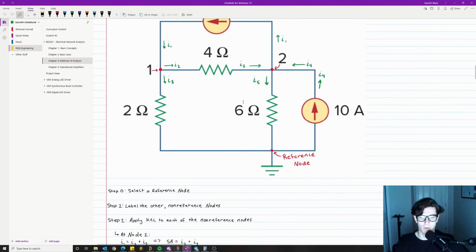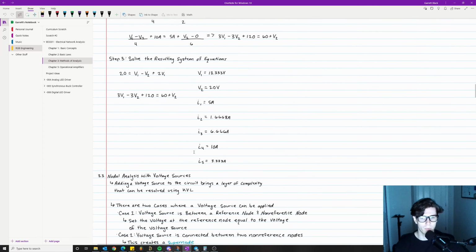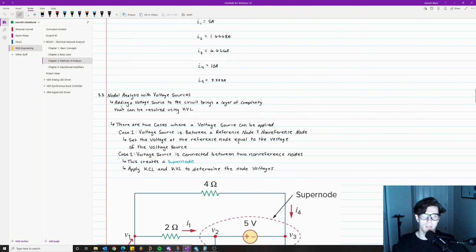I think we're doing great. We just did the node voltage method with current sources, but what happens if you put a voltage source right here? How does that change things? What do we do? Things get a little more complicated because there are actually 2 separate cases in which a voltage source can be applied. So let's take a look at those.